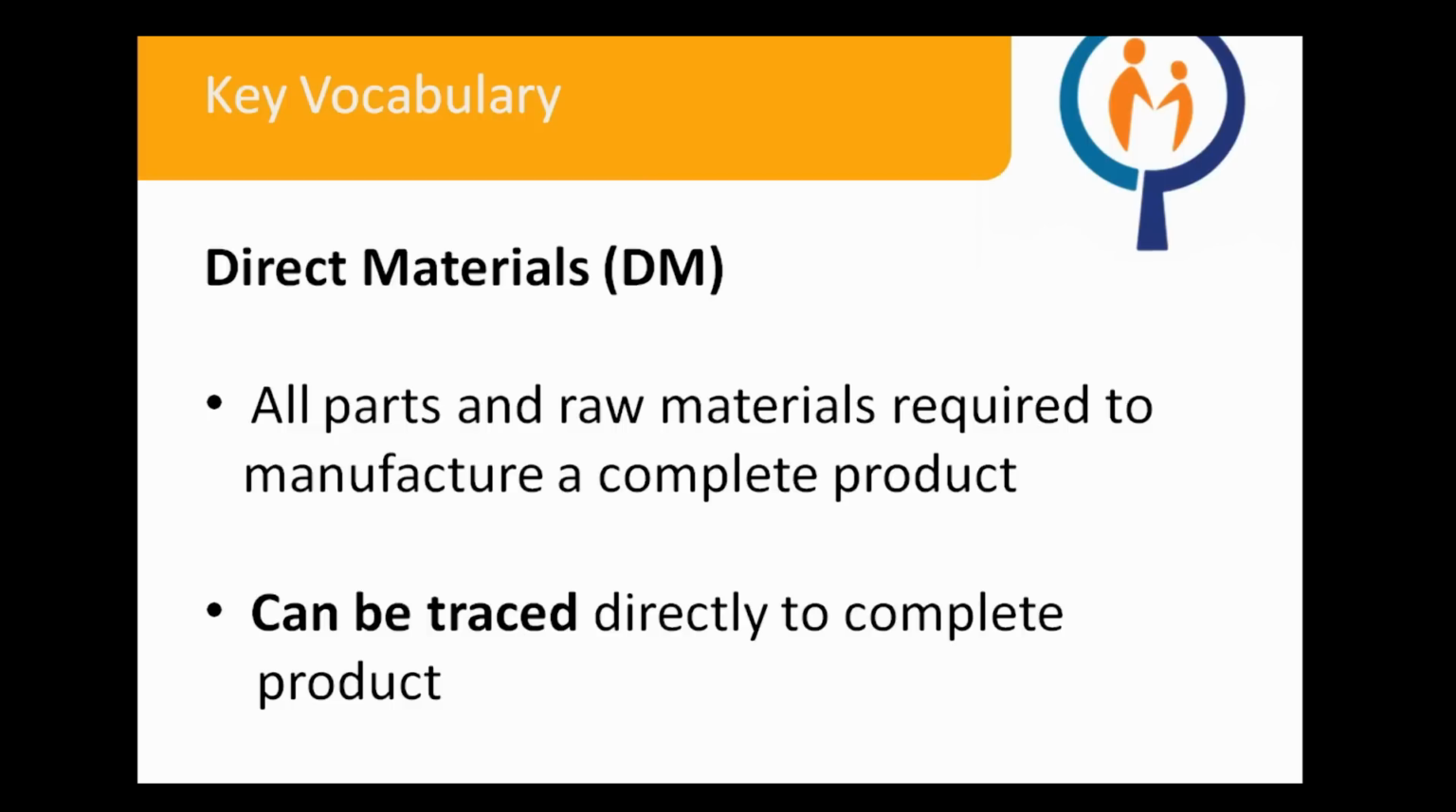Direct materials are all parts and raw materials required to manufacture something into a complete product. These are items that can be traced directly to the complete product. Examples include a radio installed in an automobile or the wood required to build a table or bookcase.